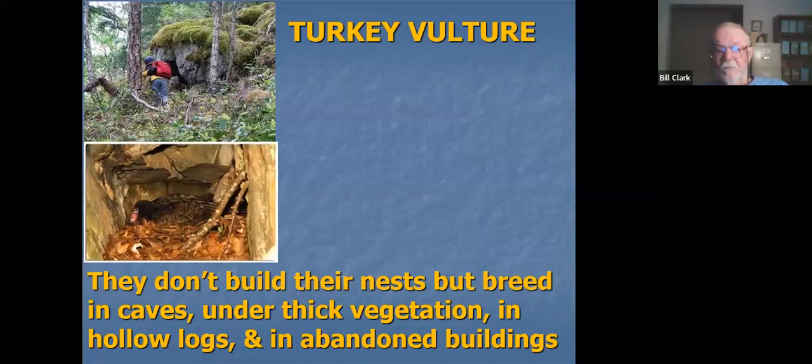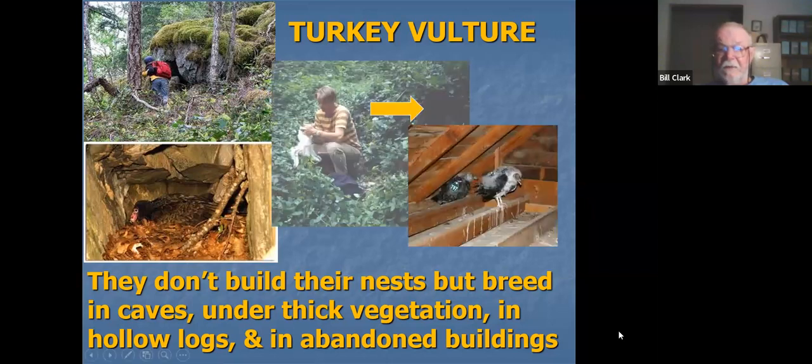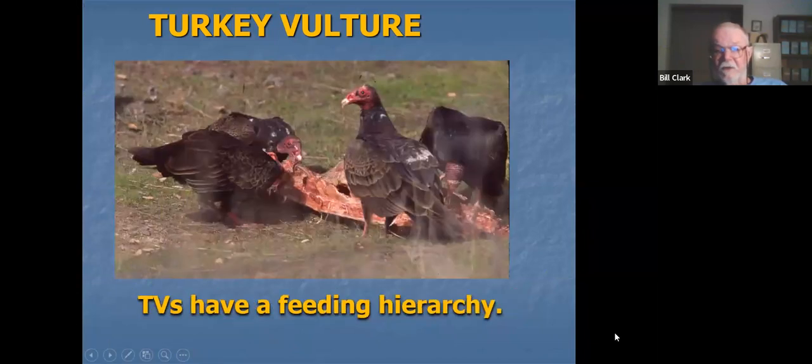Turkey vultures don't build nests. They breed in caves, under thick vegetation, in hollow logs, in abandoned buildings. This one's under a thicket of honeysuckle, and they raise their young there. Turkey vultures defecate on their legs to kill the pathogens. That's why, it's not for cooling like storks.